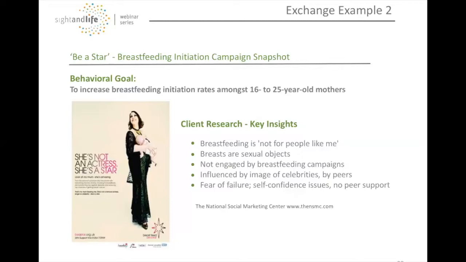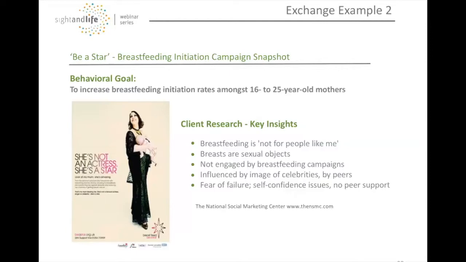So the Lancashire Primary Care Trust decided to take matters into their own hands, and with a relatively small budget, they did client research themselves, by the way, which showed that young moms believed breastfeeding wasn't something they themselves would do. It wasn't for them. In fact, they saw breasts as sexual objects and felt it was kind of gross to breastfeed. What they were influenced by was the glossy celebrity world, even though they felt that they couldn't necessarily live up to that world. They were also very much influenced by their family and peers who didn't support them to breastfeed.